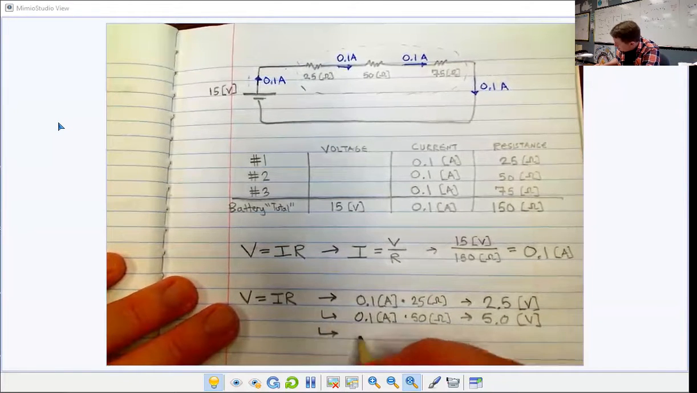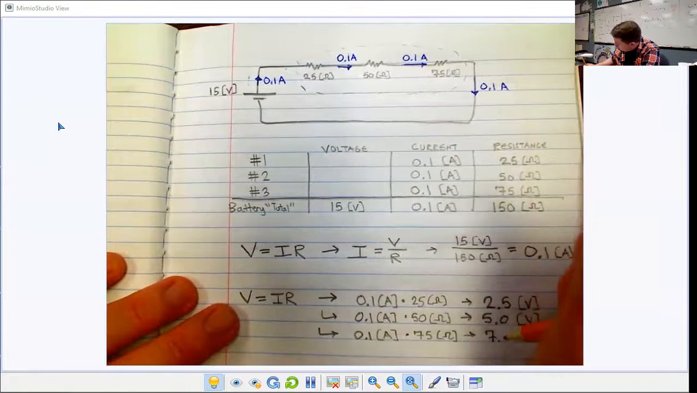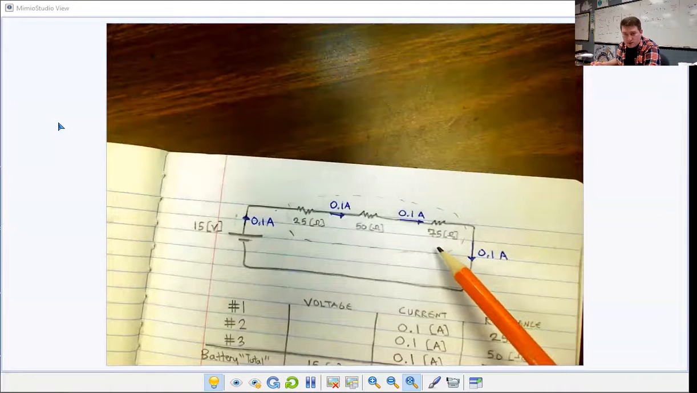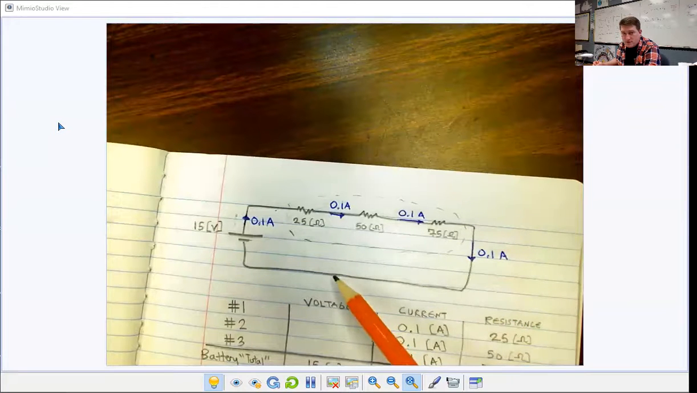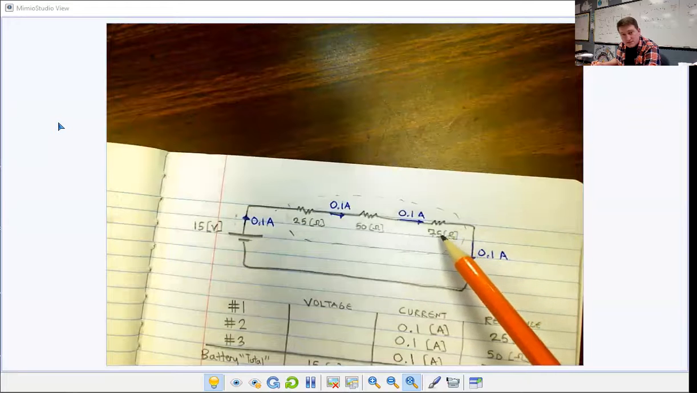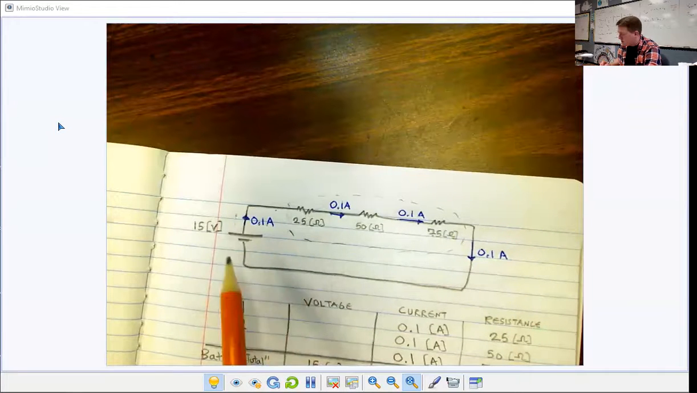And then I can calculate the third voltage drop. And we get 0.1 times 75, 7.5 volts. So the final resistor gets more voltage because it's going to need more voltage. They all have the same current. Therefore, more voltage is necessary to pass the current through more resistance. Whereas the first light bulb has less resistance, less voltage needed.